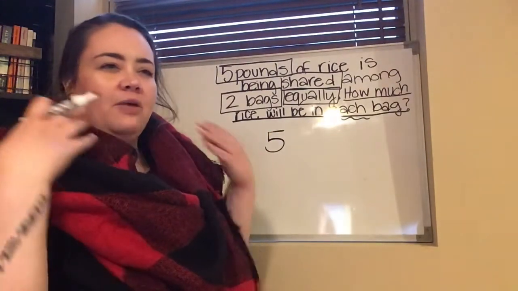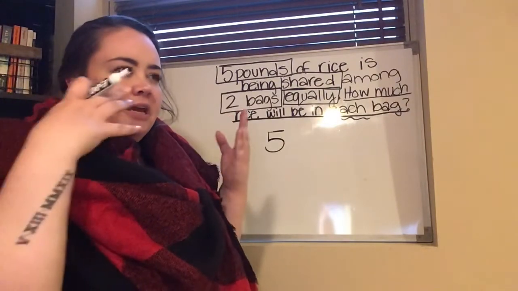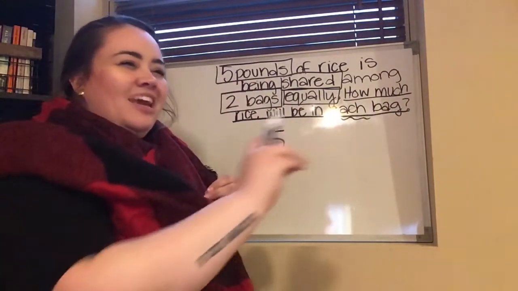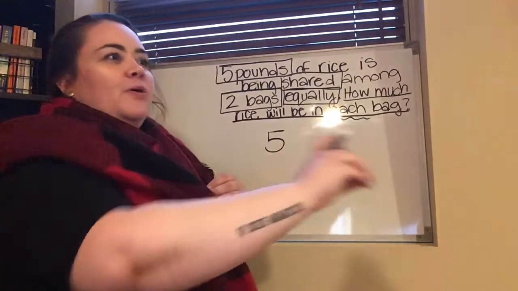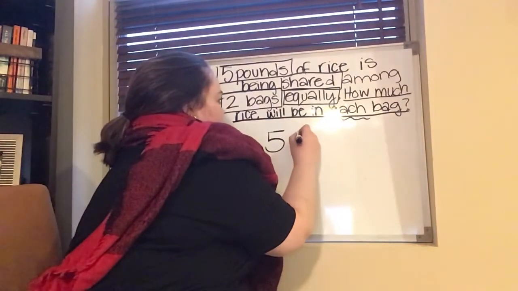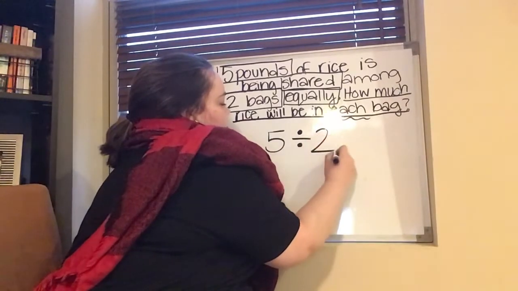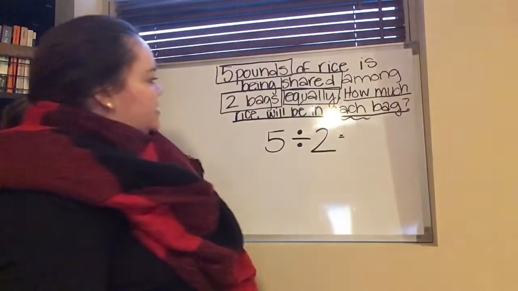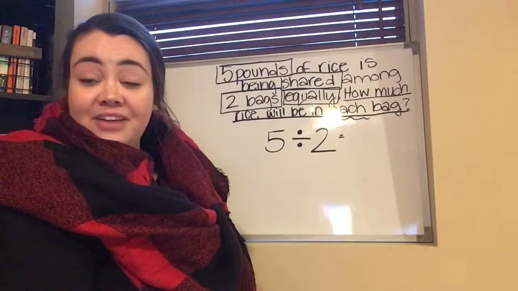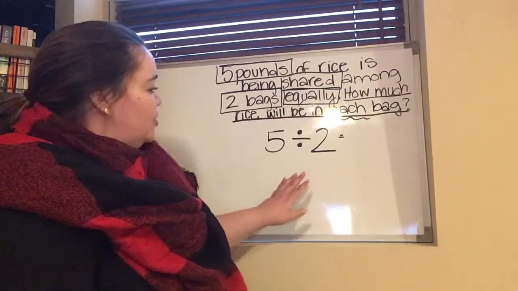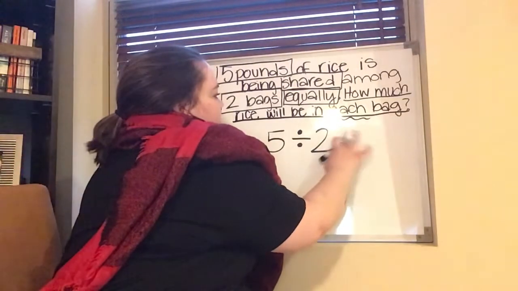And now I'm thinking, okay, what's happening with the rice? It's being equally put into 2 bags, which means I'm dividing. So my number sentence here is going to be 5 divided by 2. Now there's a few ways that we can figure this out.